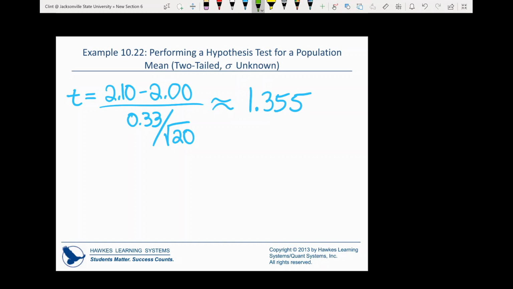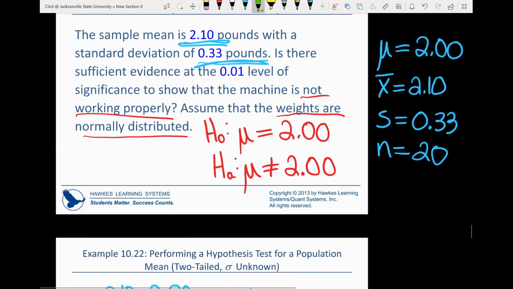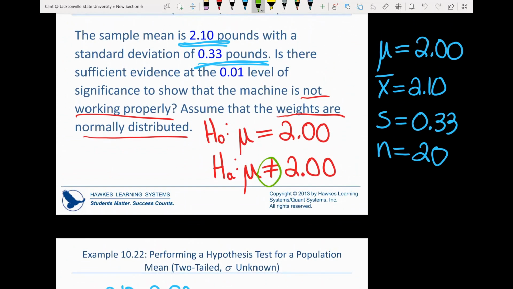So now we need to find our critical t. And since it's two-tailed, we got half of our area in each tail, so the subscript is alpha over 2. That's not really super important, as long as you realize it's two-tailed. So this significance level, 0.01, is going to be in 2 tails. And then what about degrees of freedom? That's the sample size minus 1, so 20 minus 1. We've got 19 degrees of freedom.